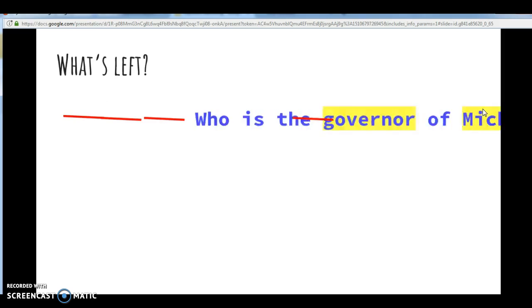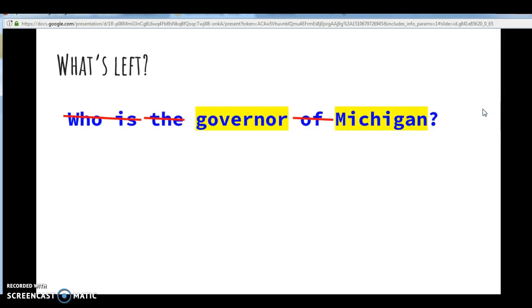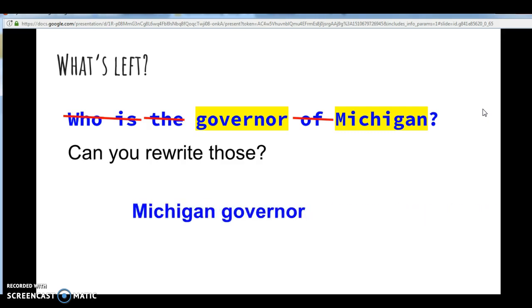So what's left is this. We're left with the governor and Michigan. So we've got rid of who and is and the and of. If we were mentally crossing those out, we don't need those. So then my question is, can I rewrite those two words to get me a search word? And my answer is, I can type in Michigan governor. All I have to do is flip those two, and I type in Michigan governor, and it's going to give me that answer quickly.